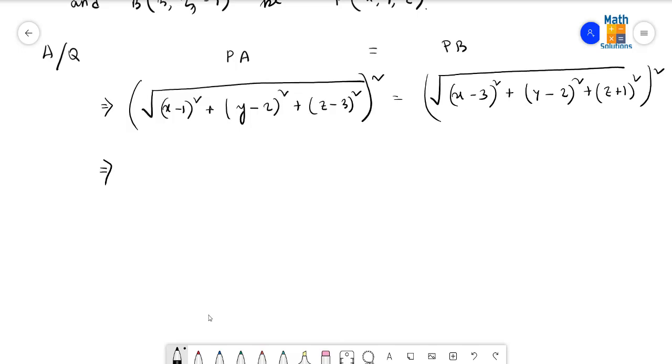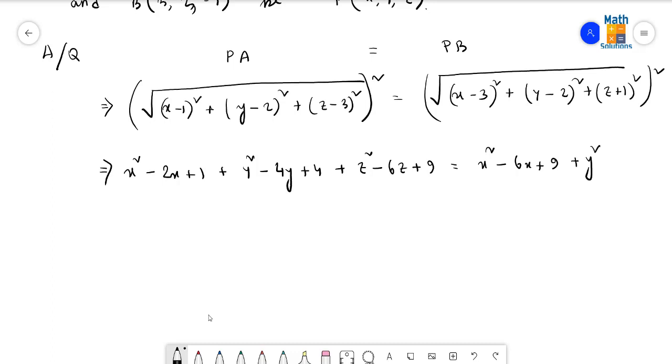Square root signs will be getting removed, and then splitting, we shall get x square minus 2x plus 1 plus y square minus 4y plus 4 plus z square minus 6z plus 9 is equal to x square minus 6x plus 9 plus y square minus 4y plus 4 plus z square plus 2z plus 1. Then let's go on cancelling like this.